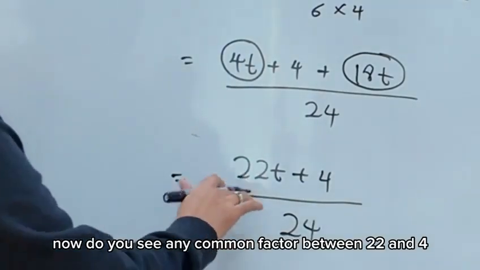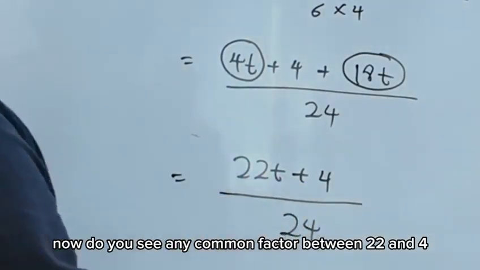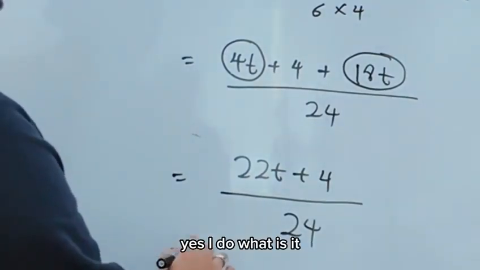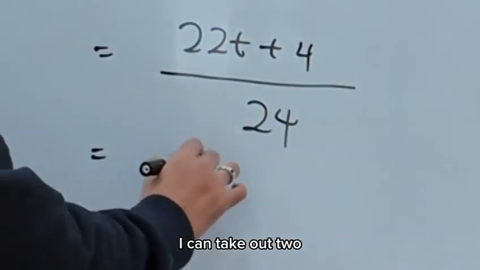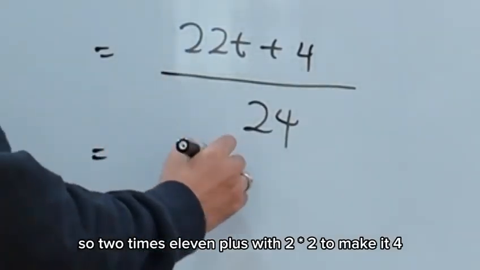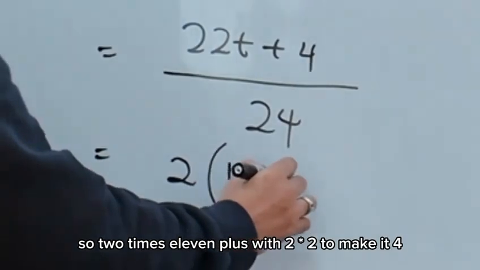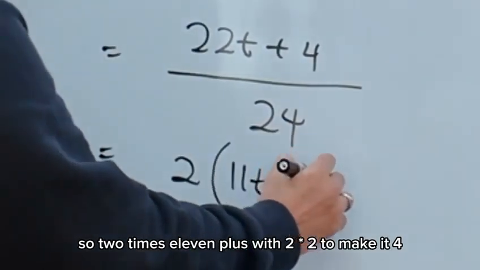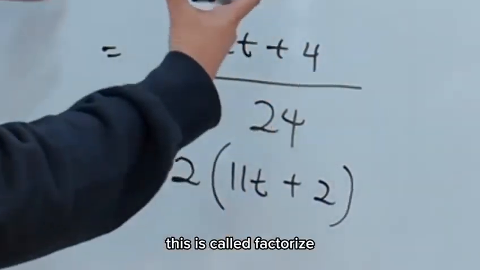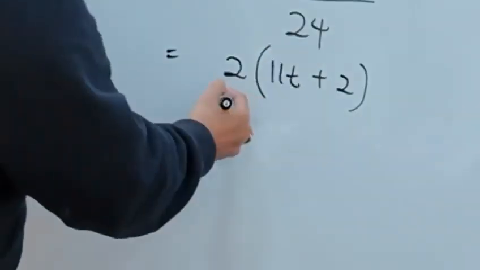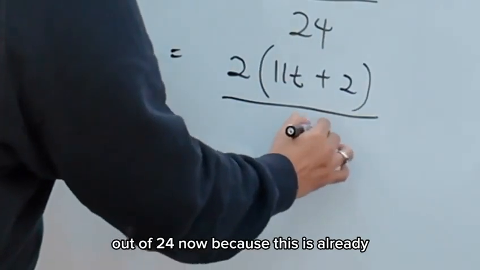Now, do you see any common factor between 22 and 4? Yes, I do. What is it? I can take out 2. So 2 times 11 plus with 2 times 2 to make it 4. This is called factorize, out of 24.